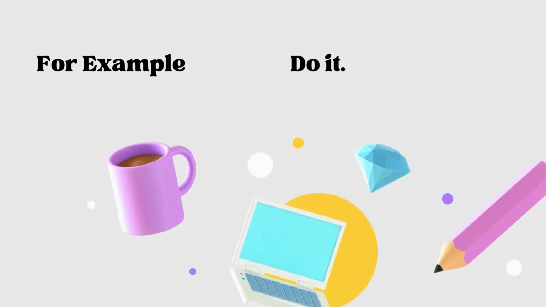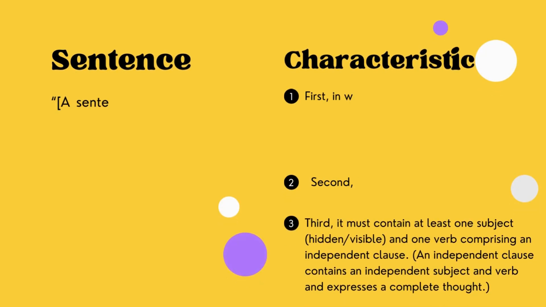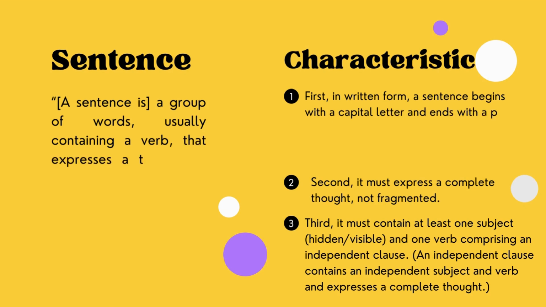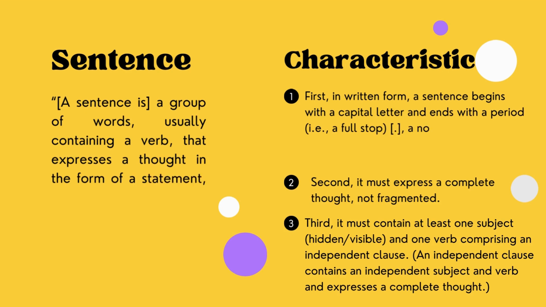For example, do it. In this sentence, a subject, you, is hidden but verb, do, is visible. So we conclude that a sentence is a group of words, usually containing a verb, that expresses a thought in the form of a statement, question, instruction, or exclamation and starts with a capital letter when written.